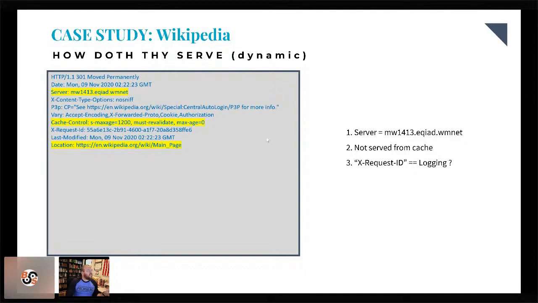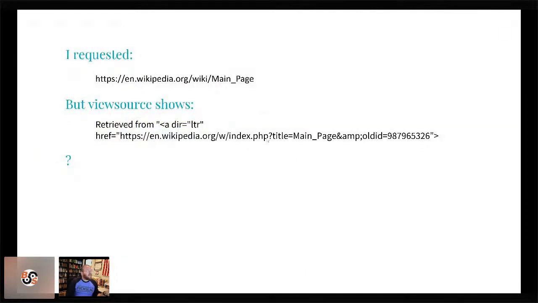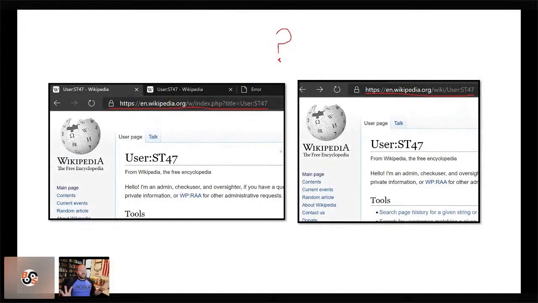But one of the things that's interesting on this is that when you land on the page, you might have noticed that I requested this main page here, right? This was the URL. And instead, when you look at the view source, it actually retrieved it from a whole other page, this enwikipedia.org with the w/index.php controller. And when you look at the two pages side by side, this is not the same main page. This is two pages that serve the same way. You can see that it's exactly the same traffic. It's totally the same. There's nothing different here. And we've got to start asking questions about what's going on.